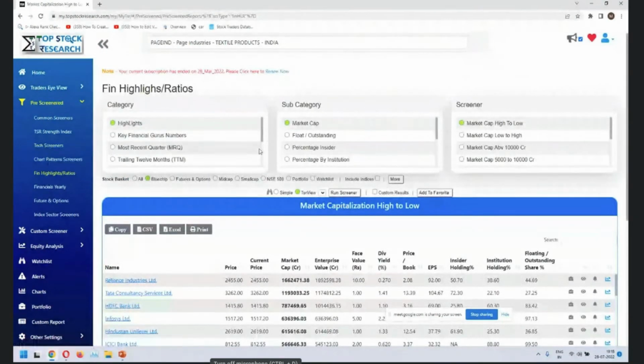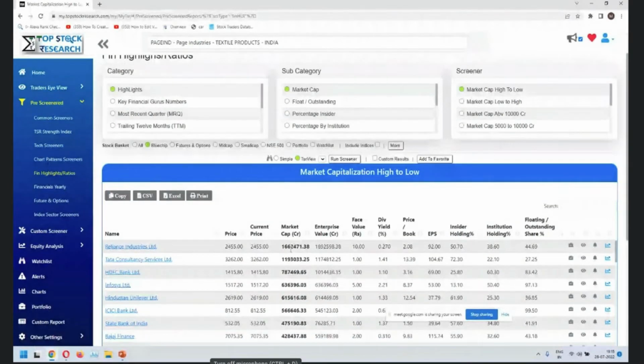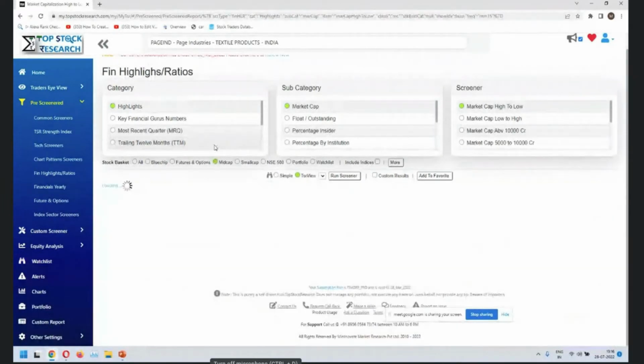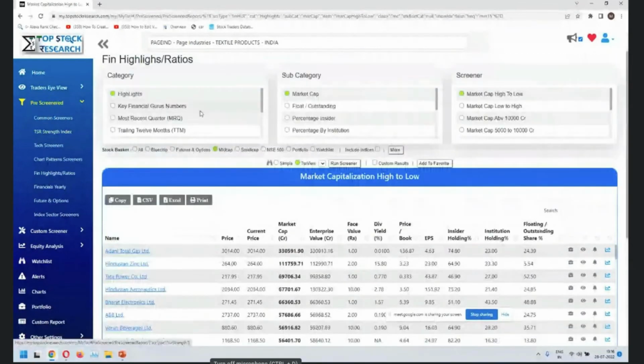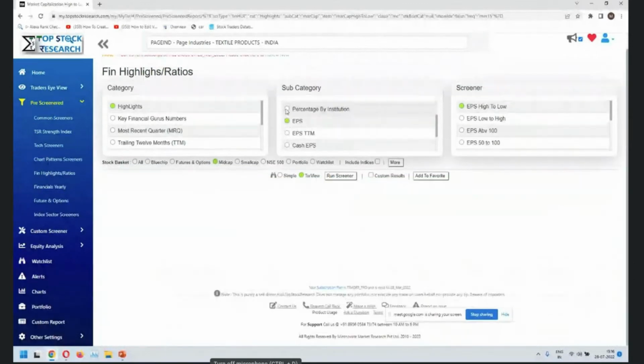First thing is highlights. If you want to sort by market cap, sorting from high to low, if you want to know which is the highest by market cap, it tells Reliance as on date. Reliance is the highest in terms of market cap. This is the market cap of it, or the market cap of TCS is this. If you want to go with a smaller set of things, in mid cap Adani Total is on top, followed by Hindustan Zinc.